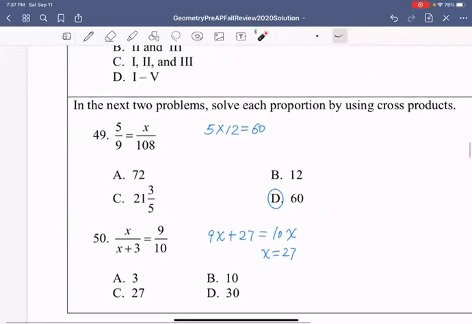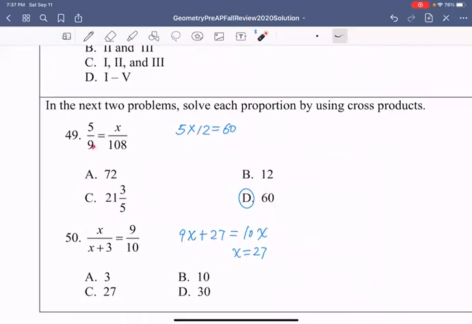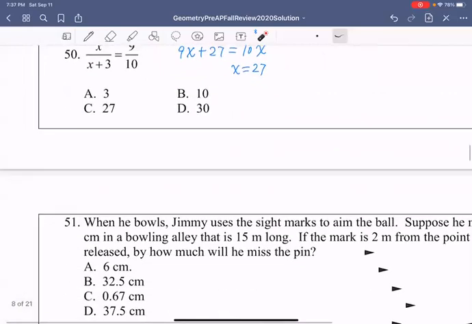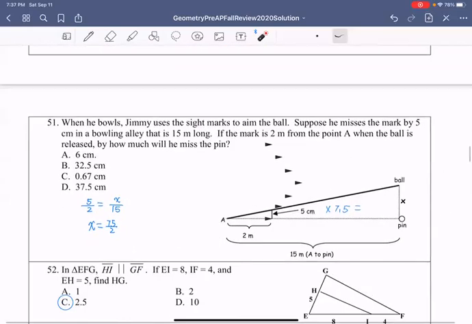49. 9 times 12 is 108. So 5 times 12 equals 60. This is easy proportion. And this is cross multiplication. It's too easy. I'm going to run them.